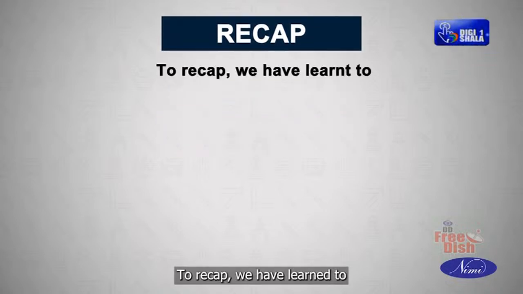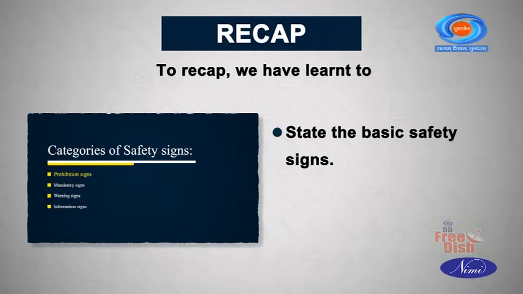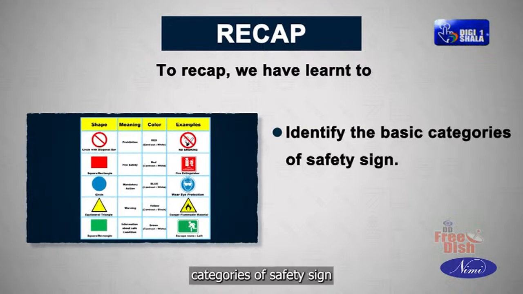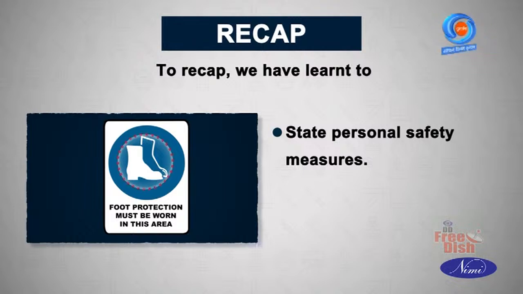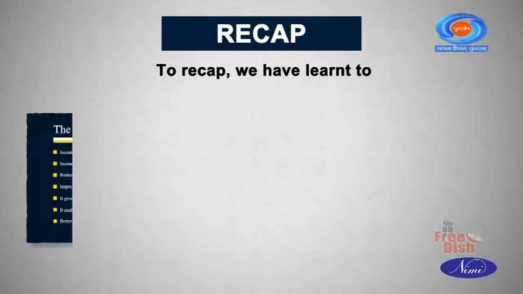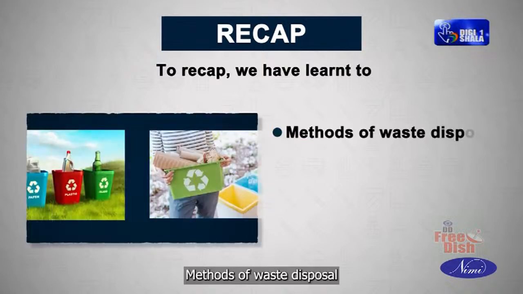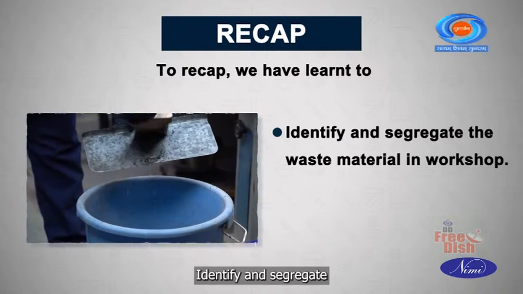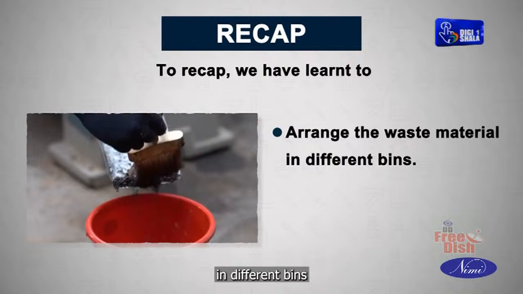To recap, we have learned to state the basic safety signs, identify the basic categories of safety sign, state personal safety measures, state what is 5S, list the benefits of 5S, methods of waste disposal, identify and segregate the waste material in workshop, arrange the waste material in different bins.